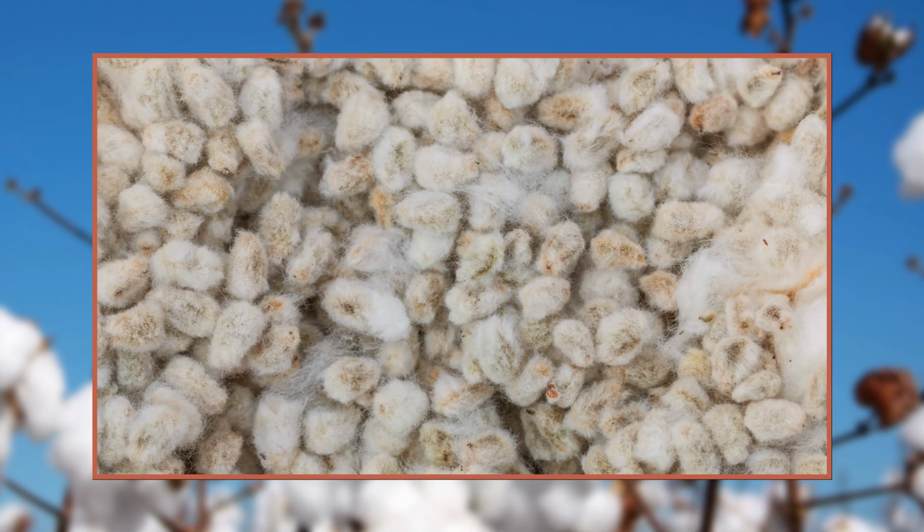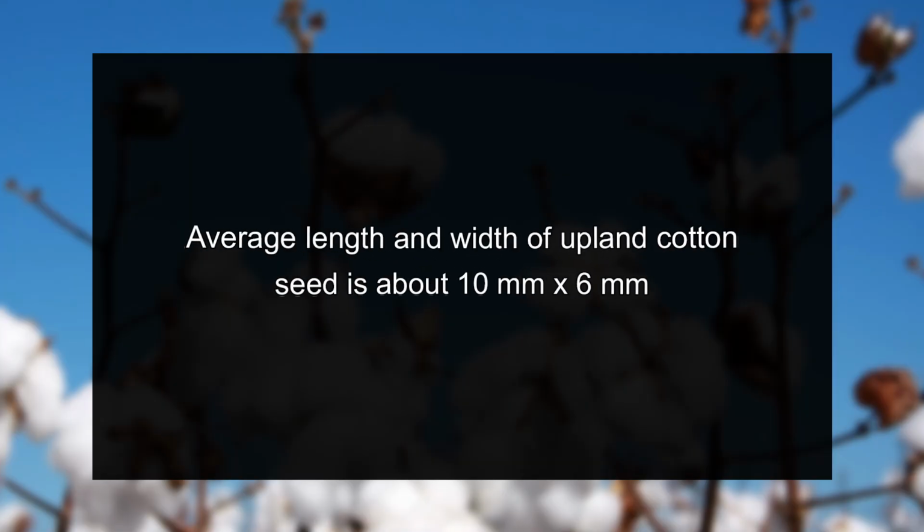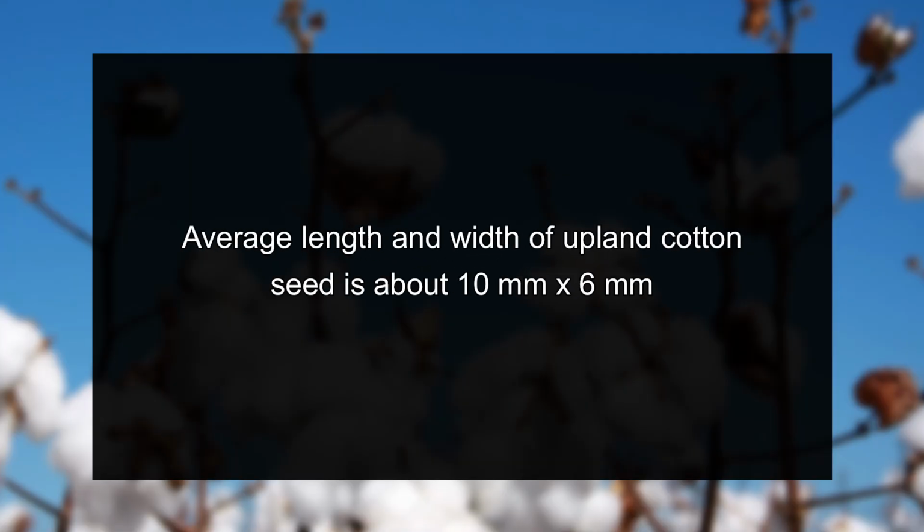Dear students, now we are going to learn about the seed. Seed size varies greatly among species and varieties. Seed size also varies within a variety. The average length and width of an upland cotton seed is about 10 mm by 6 mm. Gossypium barbadense seeds are smaller than the Gossypium hirsutum seeds, and are mostly naked or have less fuzz. Gossypium arboreum and Gossypium herbaceum seeds are even smaller than the Gossypium barbadense seeds, but they are fuzzy.